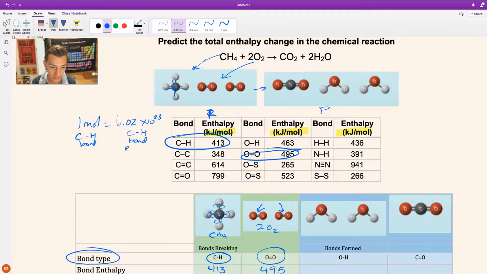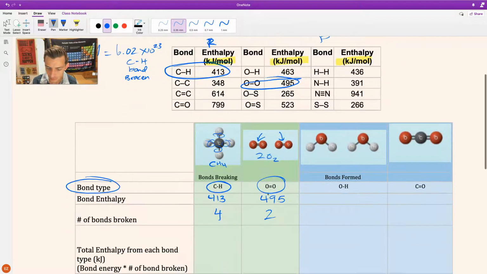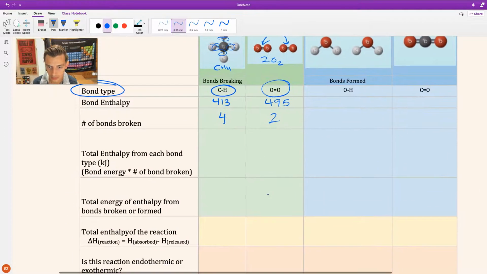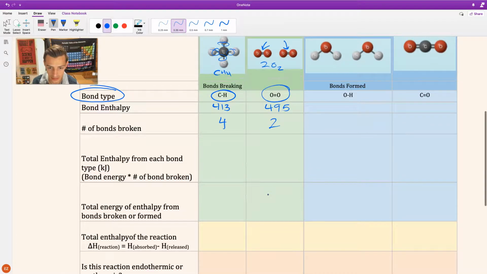formed. So in this case they're broken, but it actually doesn't matter which way they go. It'll be the same value, broken or formed. So that's just something to note, that it is actually representing a mole for that value. This is a real value of how much energy it takes to break 1 mole of those bonds, not just one.